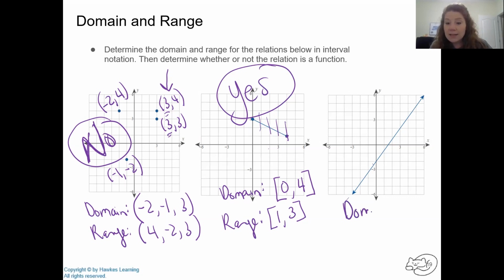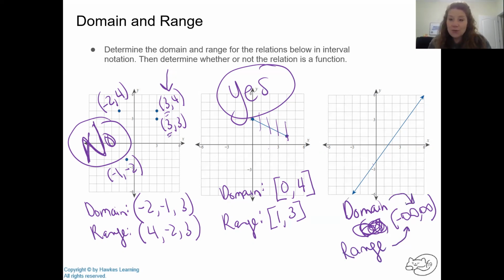So the domain is from negative infinity. Ooh, what is that? That looks exactly like an 8. That's not right. Negative infinity to positive infinity. And what about the range? How low and high does this go? Well, we can't draw a rectangle because it goes both directions forever, correct? So our domain and the range are both negative infinity through positive infinity.